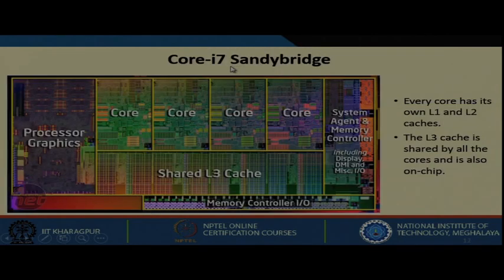Next is the Core i7 Sandy Bridge. This is how it is. You have 4 cores, every core has its own L1 and L2 caches, and L3 is shared by all the cores and is also on chip. This is the processor graphics, and the memory controller is also there. So, this is the typical picture.